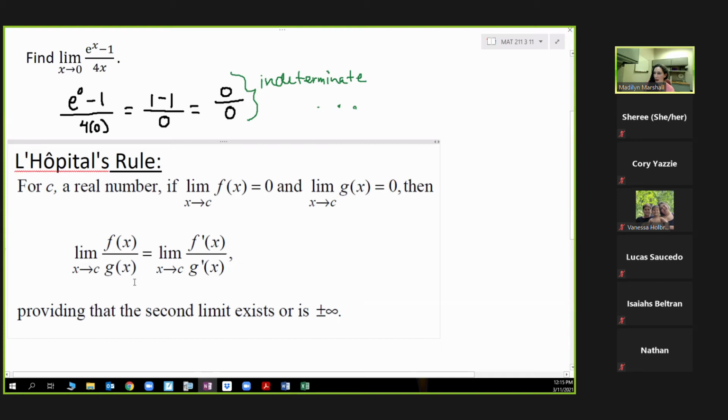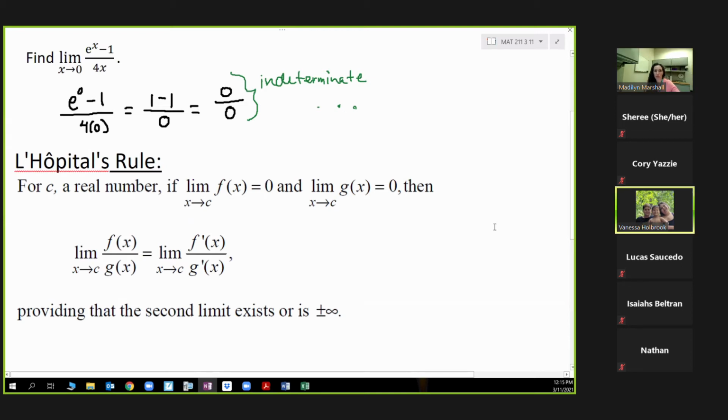So the important part, well, yeah, it's all important. You're starting to feel like my mom with all these rules. I think that L'Hopital's rule looks more intimidating than it is. Yes.